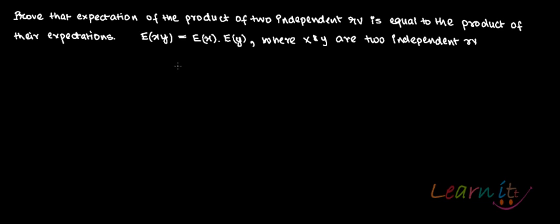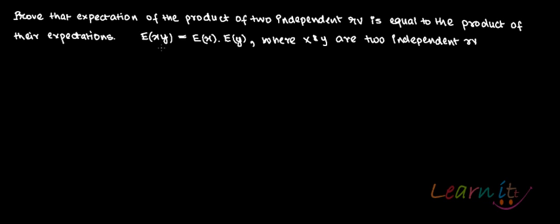What are independent variables? Two random variables are said to be independent variables if the probability of either variable taking a particular value does not depend on the value taken by the other variable. So the probability of happening of one event is not dependent upon the probability of happening of the other event. Then the two events are independent.